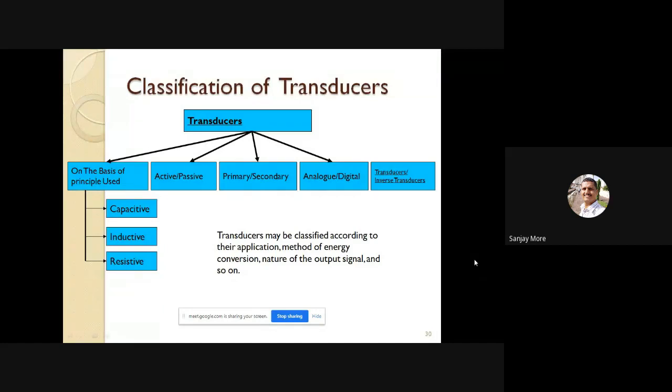The classification of transistors, first, is on the basis of principal use: capacitive, inductive, and resistive. Then active or passive. Then primary or secondary. Then analog transistor or digital transistor. Then transistors or inverse transistors. So transistors may be classified according to their application, method of energy conversion, nature of output signal, and so on. These are the classification of transistors.